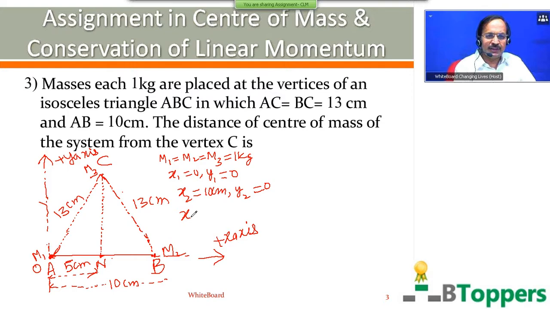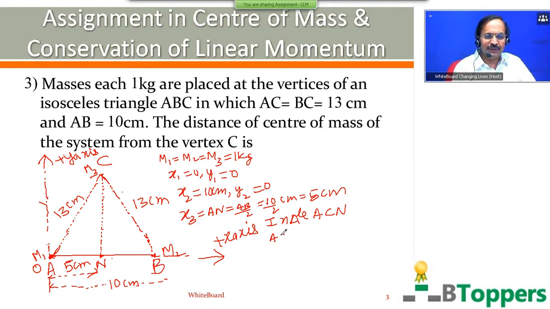So x coordinate for the third mass at C is equal to the distance from A to N, that is half of the length of side AB. That is half of 10 centimeters or 5 centimeters. Y coordinate for the third mass is equal to the height of the triangle, that is the distance between C and N. We can apply Pythagoras theorem for right angle triangle ACN to find the distance between C and N.